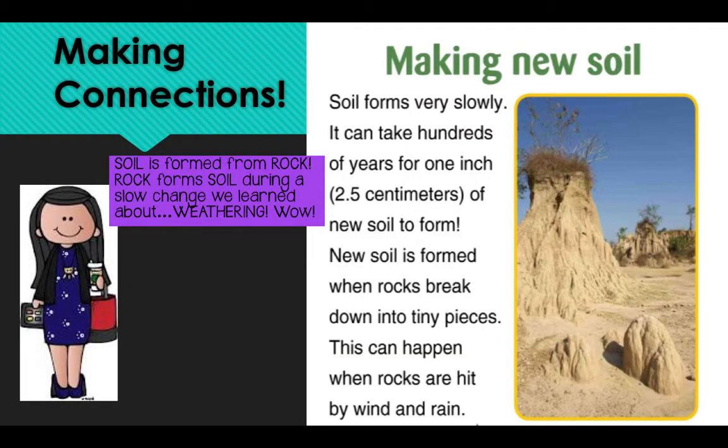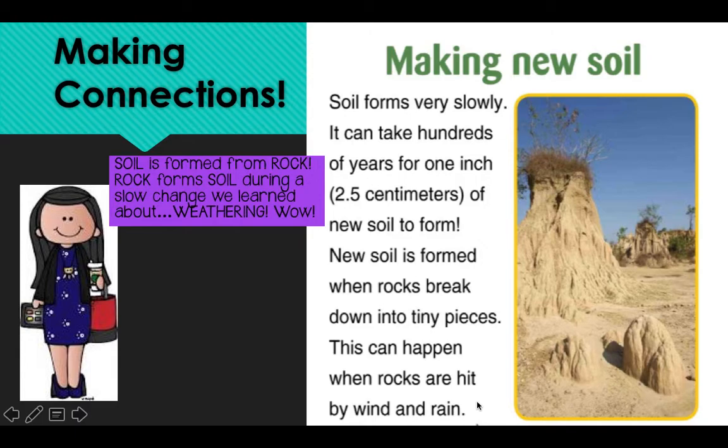Making connections. I thought this was really interesting. It says, making new soil. Soil forms very slowly. It can take hundreds of years for 1 inch of new soil to form. New soil is formed when rock breaks down into tiny pieces. This can happen when rocks are hit by wind and rain.